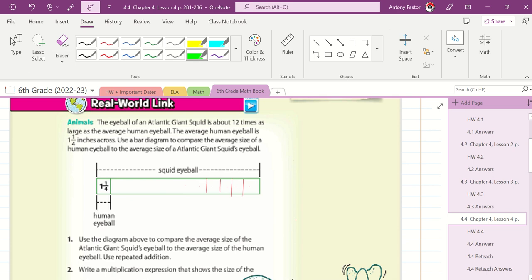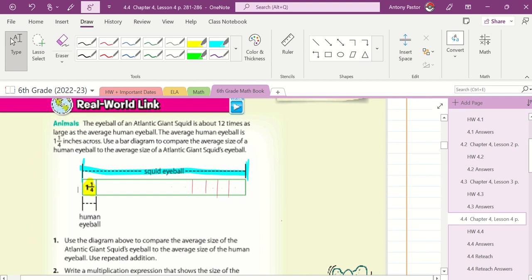The eyeball of an Atlantic giant squid is about 12 times as large as the average human eyeball. The average human eyeball is 1 1/4 inches across. Use the diagram to compare the average size of a human eyeball to the average size of an Atlantic giant squid's eyeball. This is the size of a human eyeball, in comparison to the giant squid, which would be all of this. This would be the size comparison.